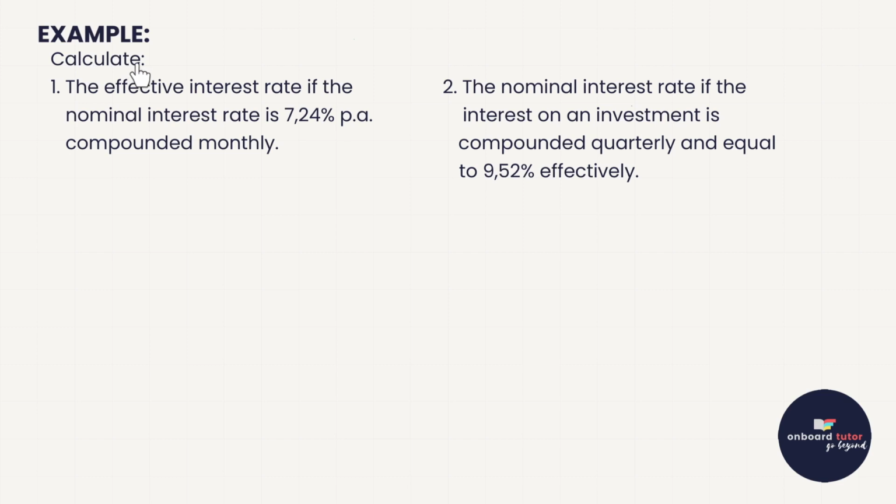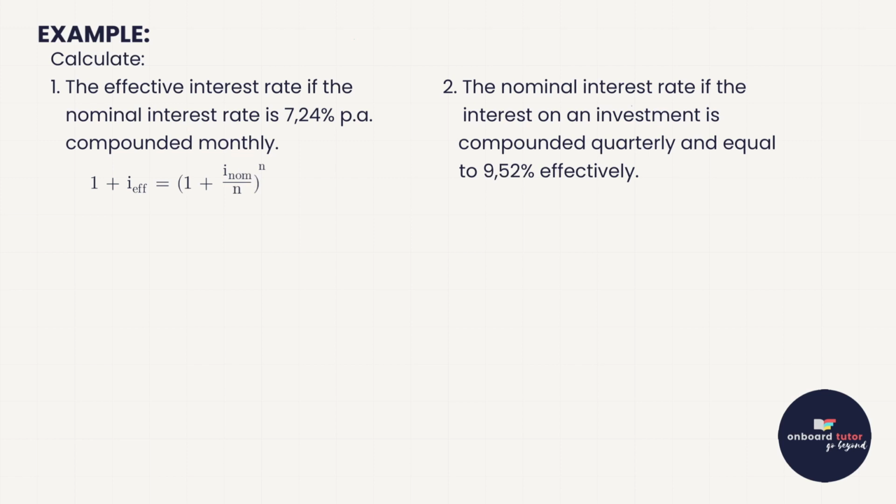So we need to calculate the effective interest rate, in other words, annual, if the nominal interest rate is 7.24% per annum compounded monthly. So they just want us to convert, and we need to use that formula that should be memorized. So the formula says 1 plus the effective rate is equal to 1 plus the nominal rate divided by the number of compoundings raised to the number of compoundings. Okay, so they want the effective interest rate, that's what they want there. And we are given a nominal interest rate of 7.24%. So we're going to put that in there.